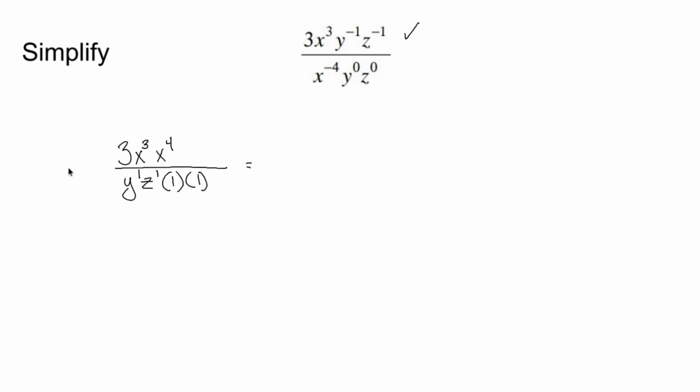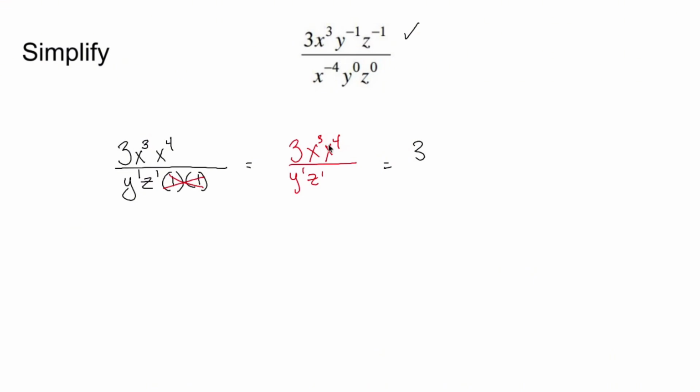So let's rearrange things and maybe clean things up a little bit. All right, 3 times x to the 3rd times x to the 4th, not going to do much there. Y to the invisible 1, z to the invisible 1, times 1 times 1. If I multiply by 1, nothing changes, so I really don't need them. Now, 3 doesn't change. If I multiply terms of the same base, add the exponents.